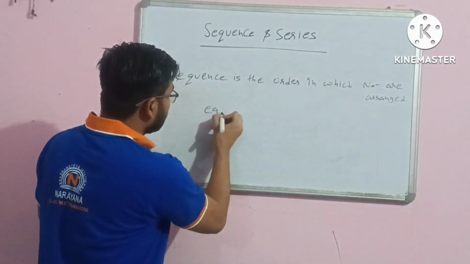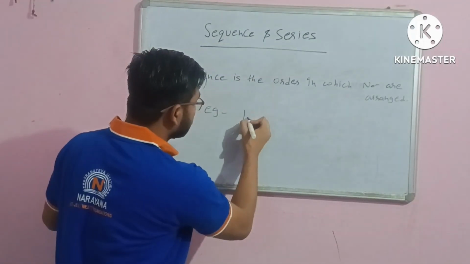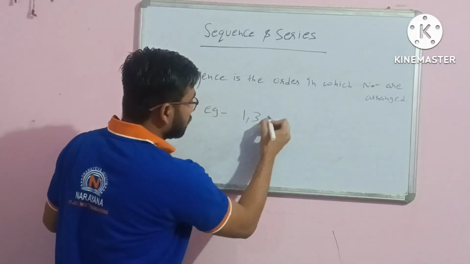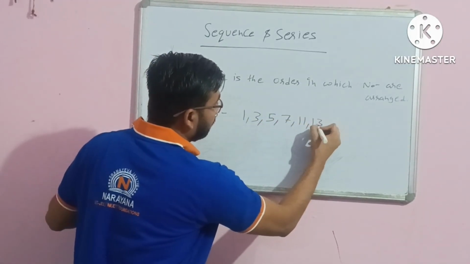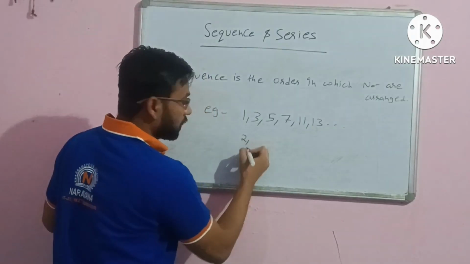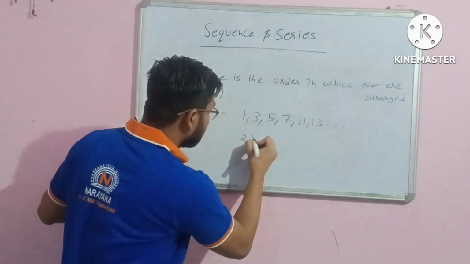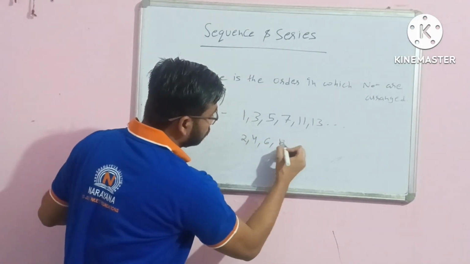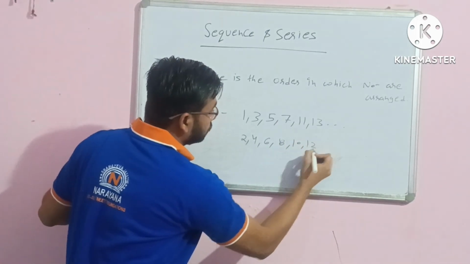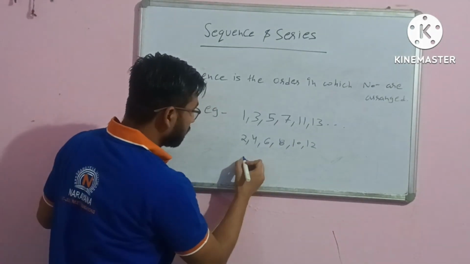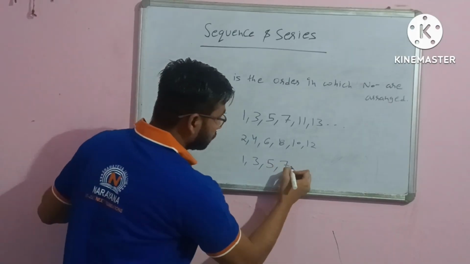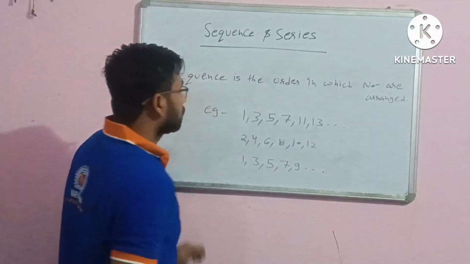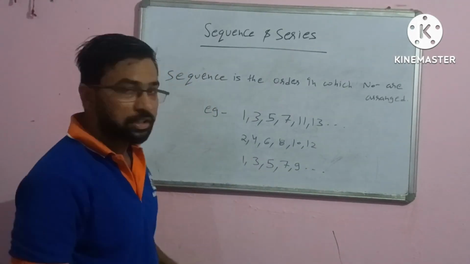And what is an example of a sequence? Let us suppose the set of prime numbers. The second example is the set of even numbers, and the third example is the set of odd numbers. So these are examples of a sequence.